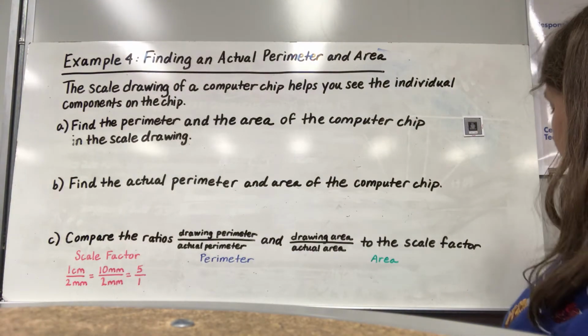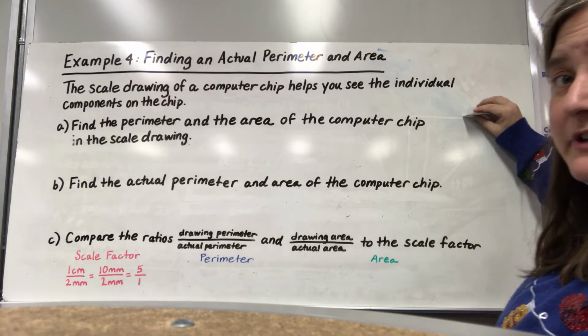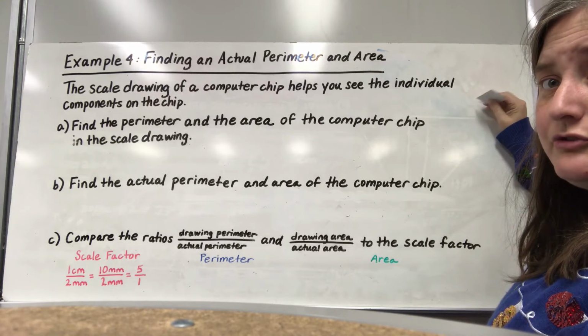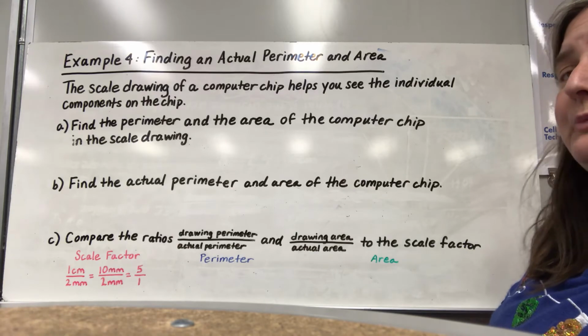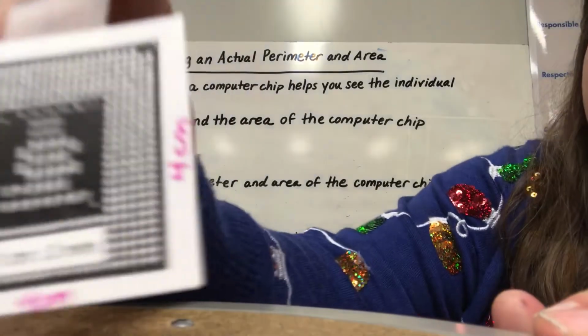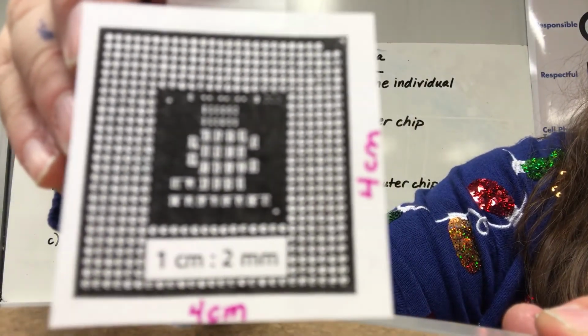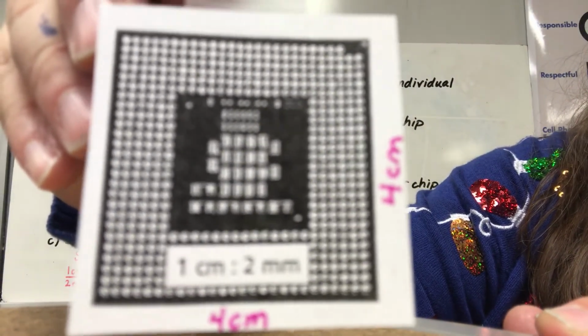For our last one, we're going to look at a scale drawing of a computer chip. Computer chips are very small, so when we do our scale drawings, they're actually going to be bigger so we can see all the components of the chip. So here we have a blown up computer chip, and it had a scale of 1 centimeter to 2 millimeters.